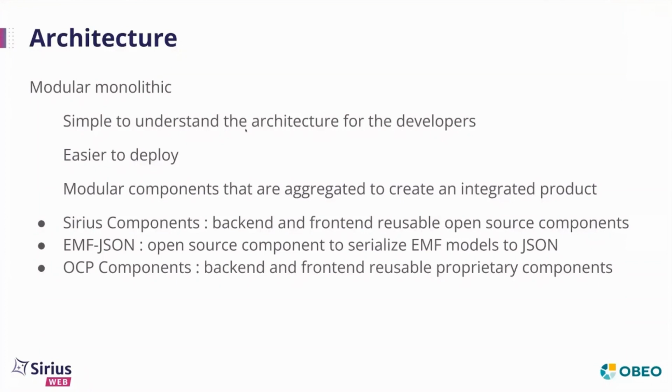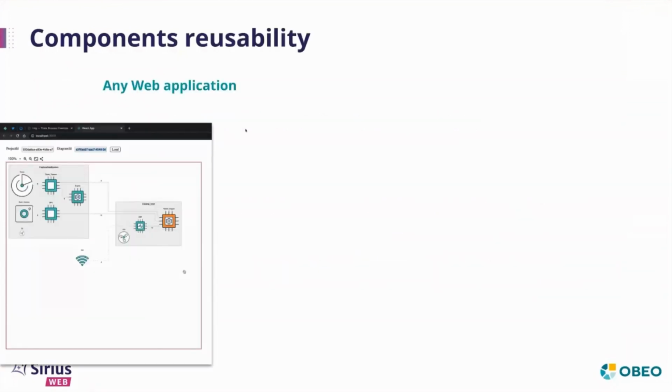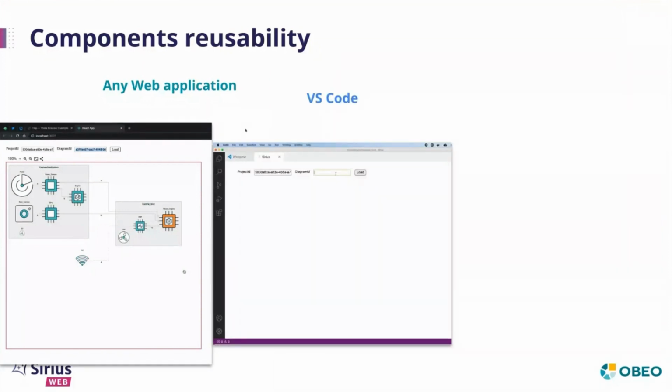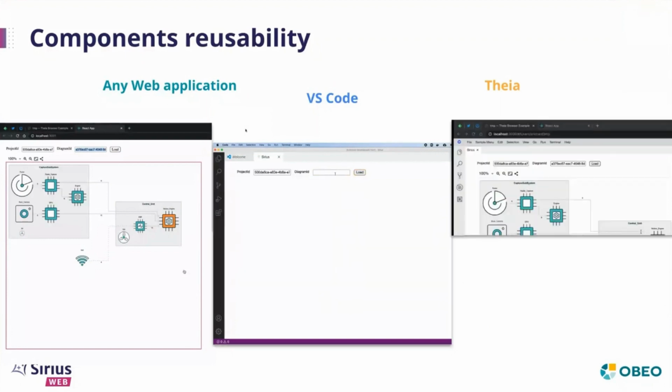So in addition to the open source components, Obeo Studio also includes proprietary backend and front-end components developed by Obeo. And these components provide additional functionalities and features that are not available in the open source ecosystem, like the SSO integration, live collaboration feature, web capability, and they are designed to be reusable and contribute to the overall richness and extensibility of the Sirius Web platform. So thanks to this architecture, we're able to integrate the diagramming component in any web application, in cloud IDEs like VS Code, or in Theia.